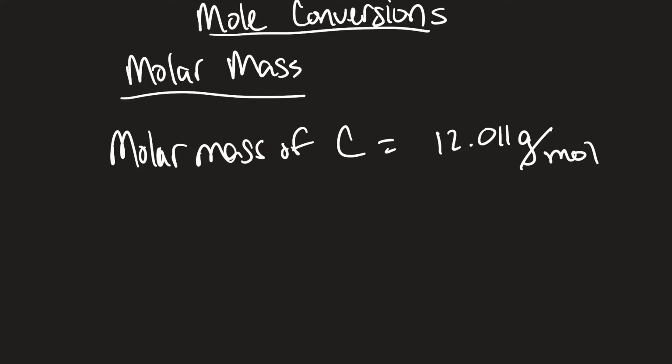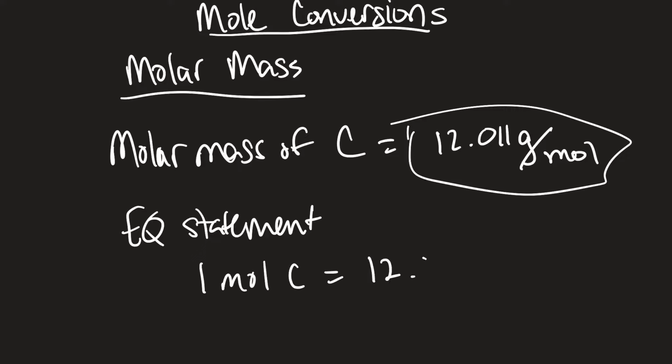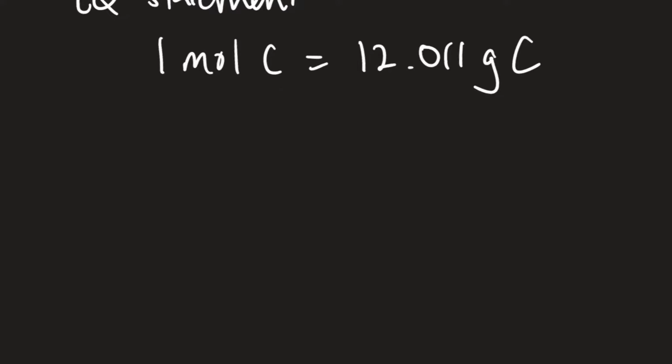So basically this right here is the equivalent statement, okay? The EQ statement that represents this is: for every 1 mole of carbon, it has the mass of 12.01 grams of carbon. So what does that mean then?